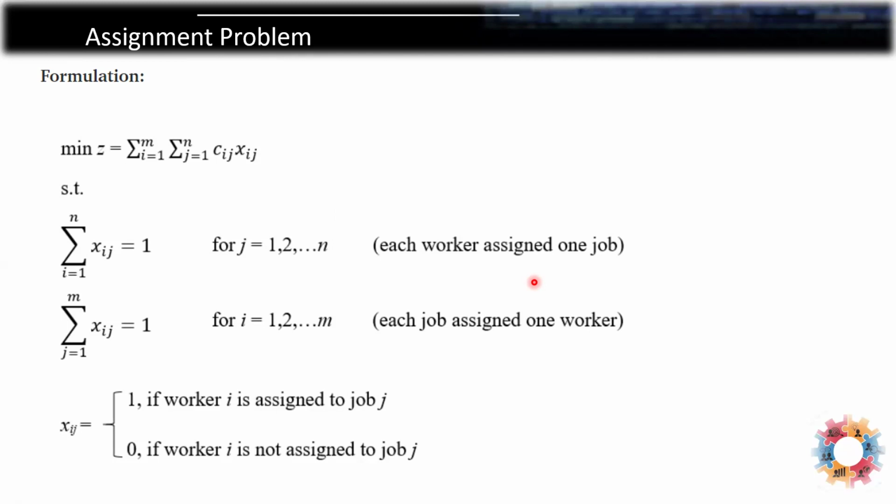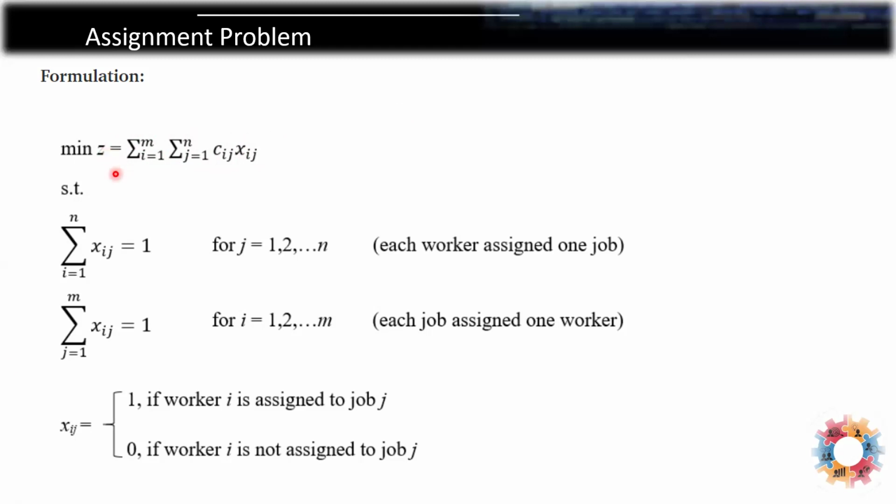We have this as our formulation for the model of assignment problem. So your objective function is a minimization problem, and your objective function is given by minimizing z, which is equal to the summation I varies from 1 to M of the summation J varies from 1 to N of C sub ij. This refers to the cost times X sub ij. This refers to the I worker assigned to J job.